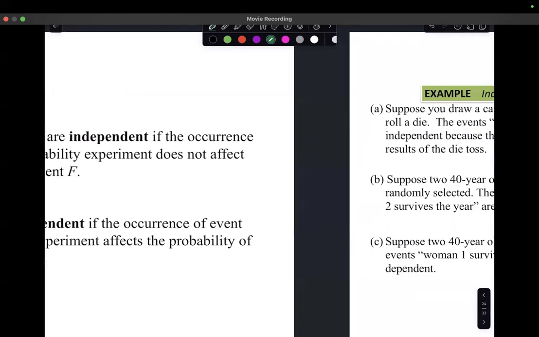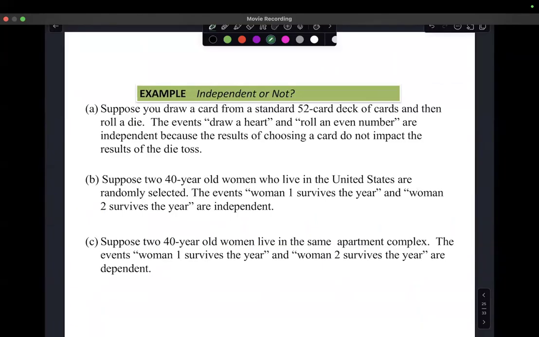So let's look at some examples. You draw a card from a standard 52 card deck, and then you roll a die. The events draw a heart and roll an even number. These are independent. The result of choosing a card doesn't impact the dice toss, and vice versa. One is not going to affect the other.